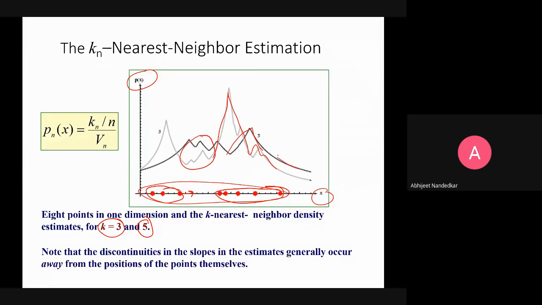Okay, so like that, when you are in search of more number of neighbors, then the window size will increase, and you will have a smooth version of the probability density function. Okay, so these are some examples of this, and the implementation is the same: kn by n divided by volume.